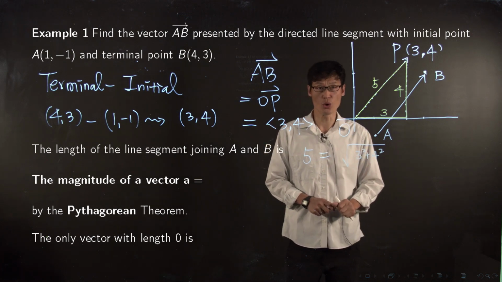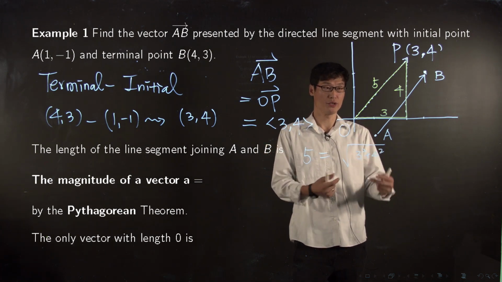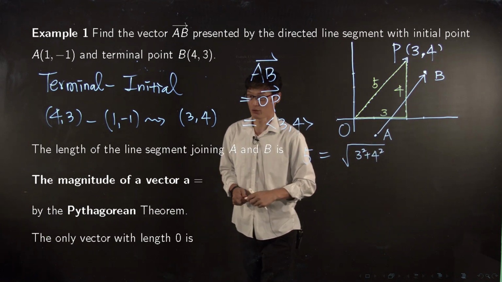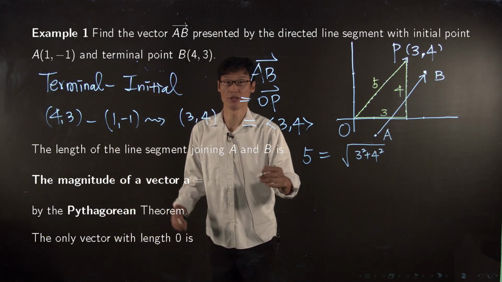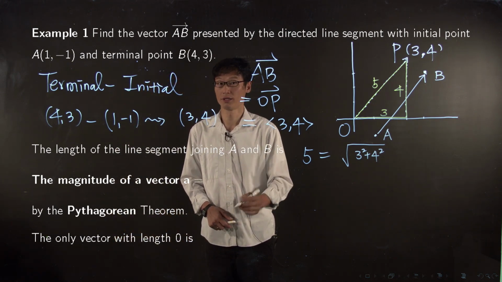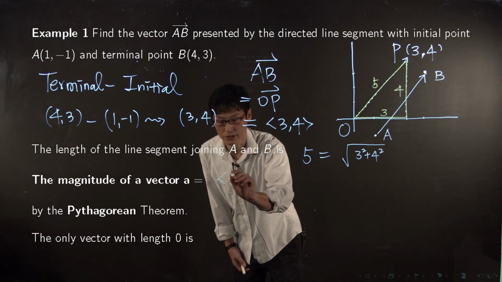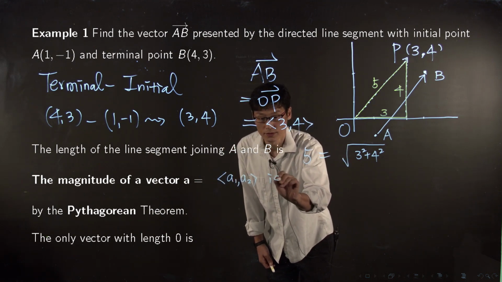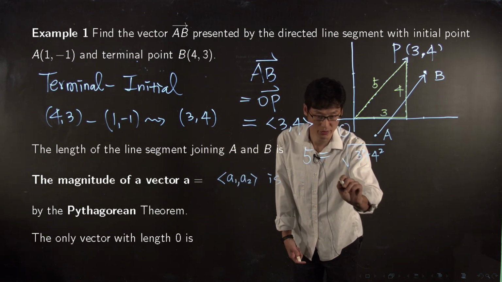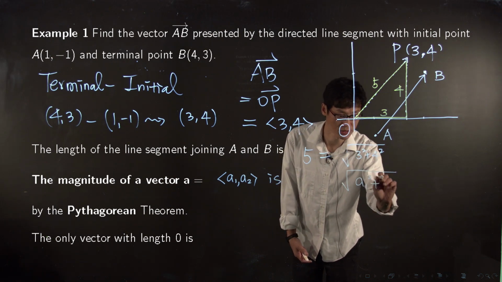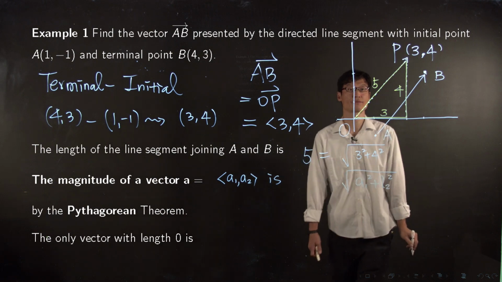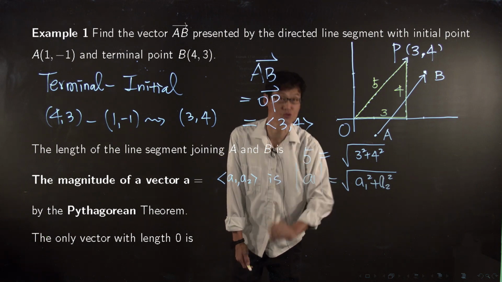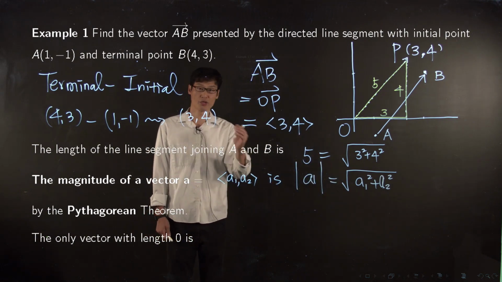If we know the terminal point of the vector, we can use this formula to calculate its magnitude. Suppose your vector has coordinates ⟨A1, A2⟩. Then you can use the Pythagorean theorem: the magnitude is the square root of A1 squared plus A2 squared. The quick notation is to put the vector inside the absolute value symbol. Of course, we are using the Pythagorean theorem.